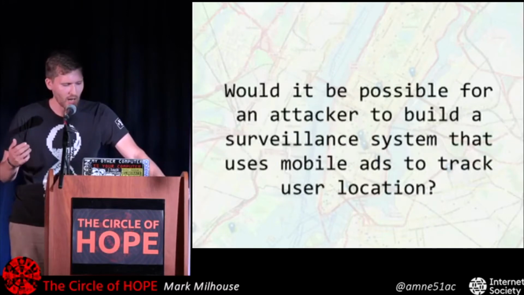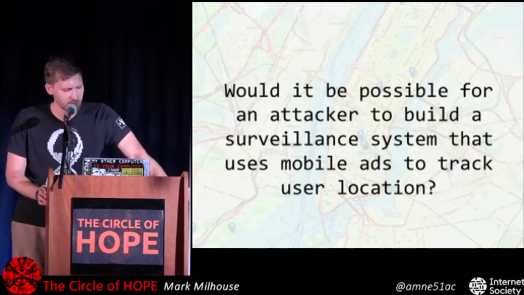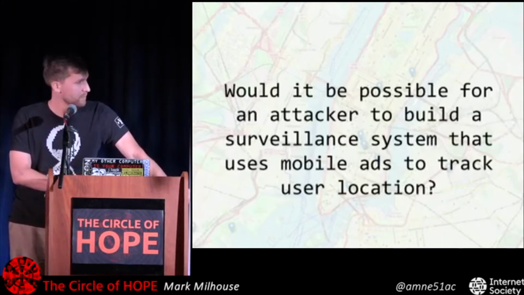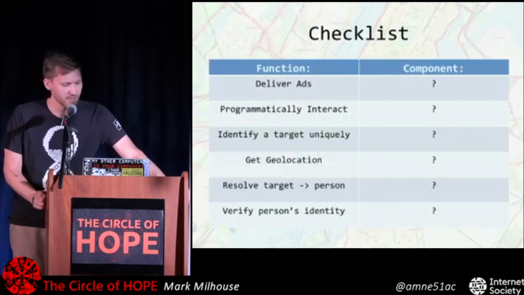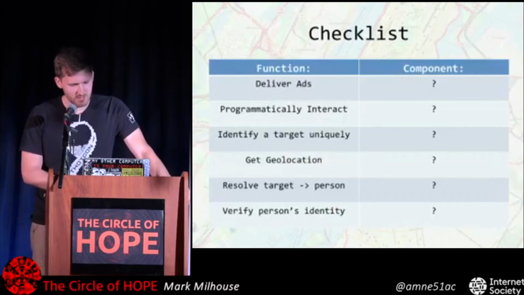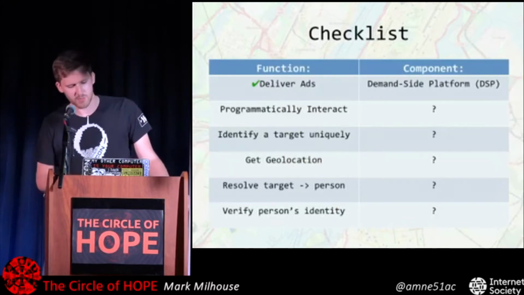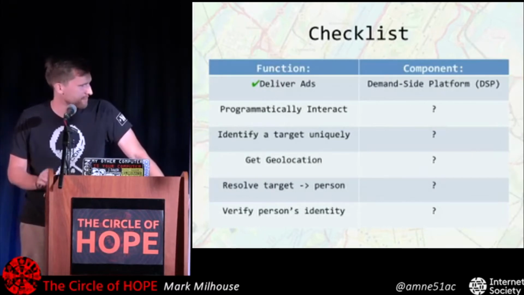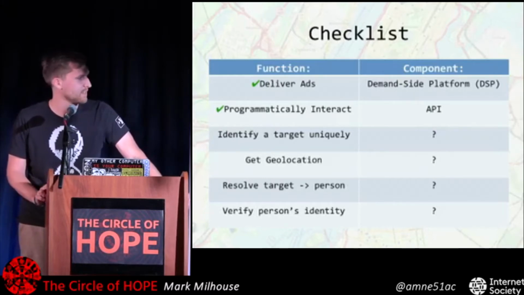So I asked myself the question, would it be possible for an attacker to actually build a surveillance system that uses mobile advertisements to track user location? And in order to do this, we'd need a handful of things. We'd need to be able to deliver ads. And in order to deliver ads, you need a demand-side platform. It's pretty straightforward. It's just like the Russian one, but I don't want to waste my money anymore, so let's get a more legit one. You need to be able to programmatically interact with that demand-side platform, and just about every single one of them has an API, so that's covered.